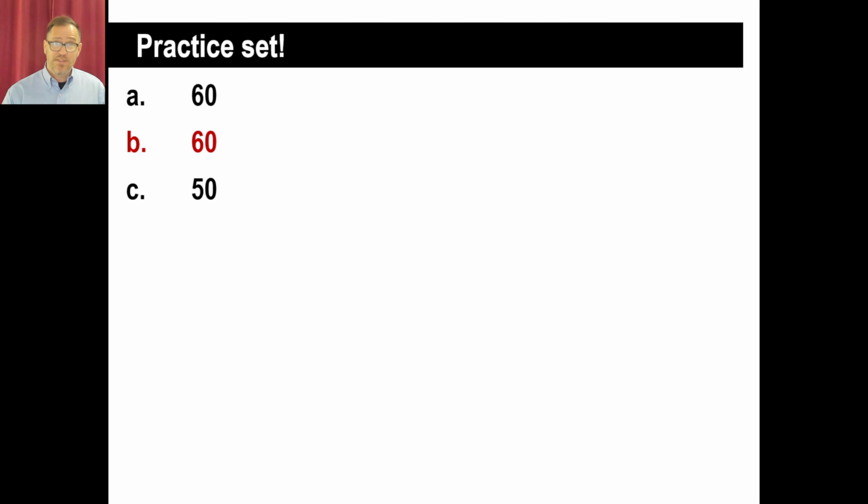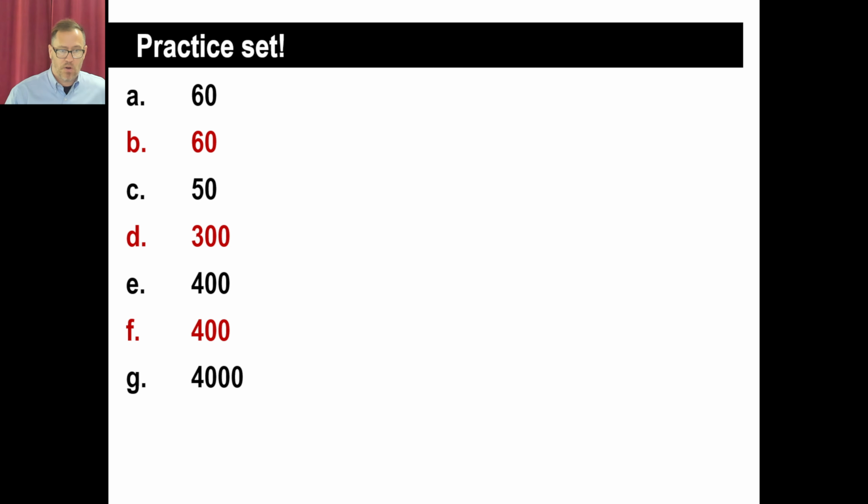Okay, let's do D through F. Go ahead and pause it and do D through F. Okay, D, 300, E, 400, F, also 400. All right? G, H, and I, pause it and do those three. All right, G would be 4,000, H would be 8,000, I, 7,000.